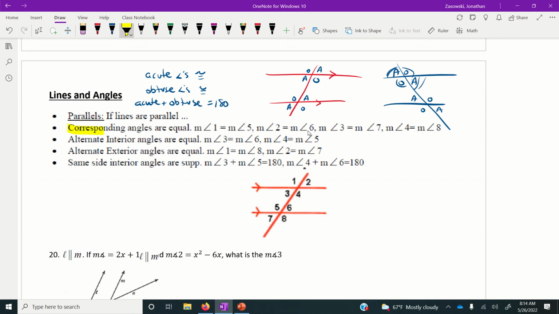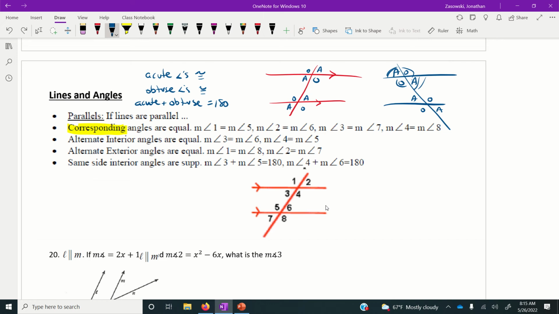Corresponding means same position, okay? So if you look at the intersection that's going on here, let's draw this in one line. We talk about angle 2. When I move this intersection down here, notice what angle is taking the place of angle 2. It's angle 6, right? 2 slides down there, it moves on to angle 6. Those angles are corresponding and therefore equal. Those are the corresponding angles.